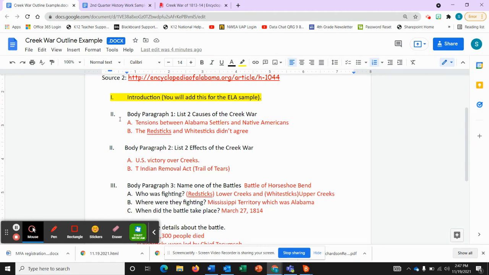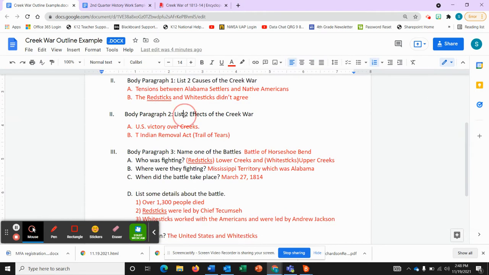Okay. For your body paragraph, this is going to be your second paragraph. In your outline, you're going to list two causes of the Creek War. Here I have listed tensions between Alabama settlers and Native Americans as one, and two, I've listed the Red Sticks and White Sticks didn't agree. Now, of course, this is just my outline. Think about it as just my notes. When I actually write the essay, I'm going to give lots of details about why there were tensions. Why did the Red Sticks and White Sticks not agree?